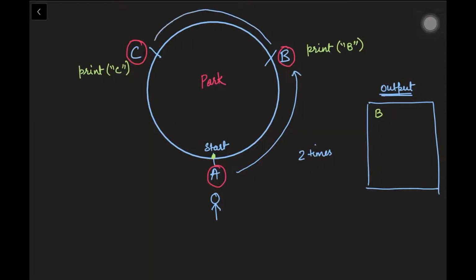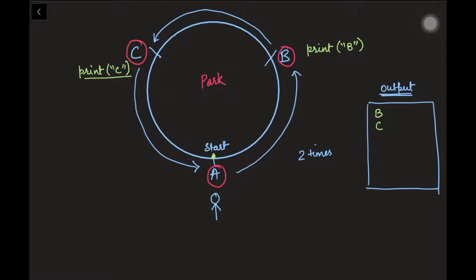You start walking and then slowly you reach point C. At the point C, you see that there is another print instruction. So you do as the instruction says, you print C in the output. Again, you start moving and you reach the point A. Now, A was the starting point. So this means that you have completed one cycle of this path. So the first cycle you have completed, and the second time, you have to again walk around the park.